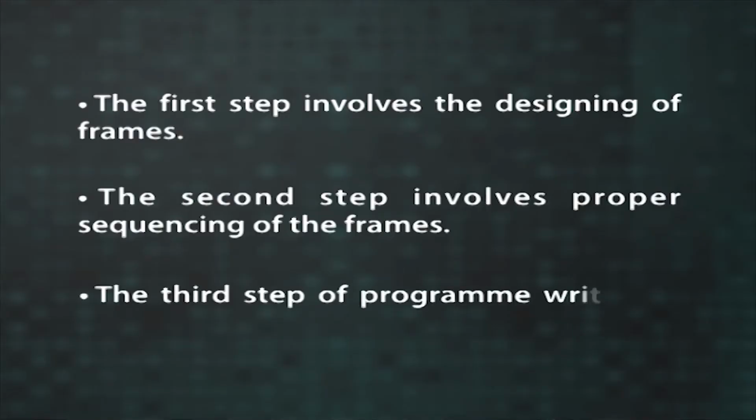The third step of program writing is editing. Once the first draft of the program is written, the programmer should subject the draft to thorough review and editing to eliminate all possible errors. Technical inaccuracies, language inaccuracies and program inaccuracies should be removed completely before the final program is presented to students.